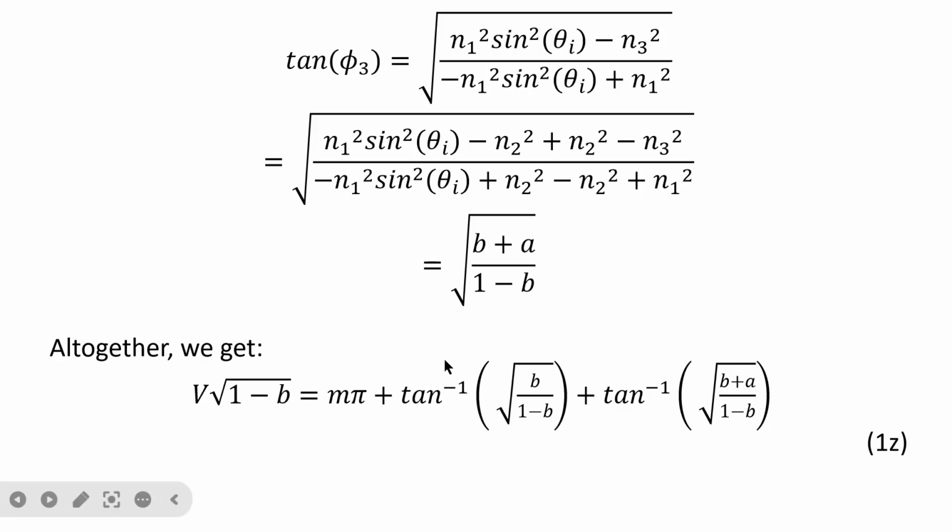So altogether, we have a characteristic equation like this, and this is the universal BB dispersion characteristic. And this equation has been used in the optics field for many, many decades. And surprisingly, this equation can be used for TM modes as well. But before doing anything, you need to do some adjustment if you will deal with TM modes.